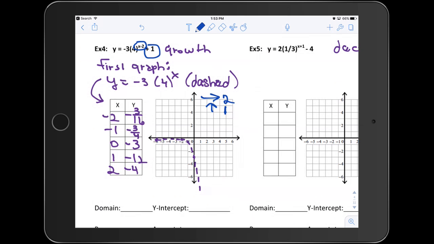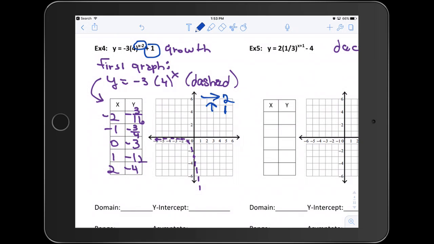Okay, I almost forgot to mention this: while this is a growth, or it should have been a growth, it's actually reflected across the x-axis, so it looks a little funky. I'm going to draw this without the reflection of that negative in front of the 3, in front of that a value. It would have looked like this, a typical growth curve. Of course, it would have gone through 0, 3. But because of that negative, it reflected right across this x-axis, so that's why it looks the way it does.